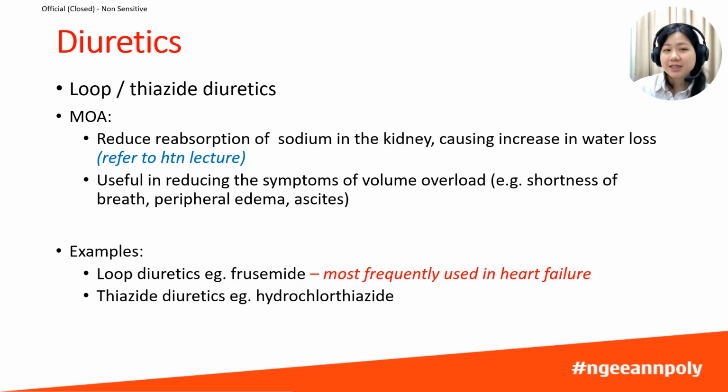In hypertension, if you remember, thiazide diuretics are more commonly used since they have been proven to reduce long-term cardiovascular mortality and morbidity. However, in heart failure, loop diuretics are more frequently used due to their rapid onset and efficacy in removing excess water from the body.